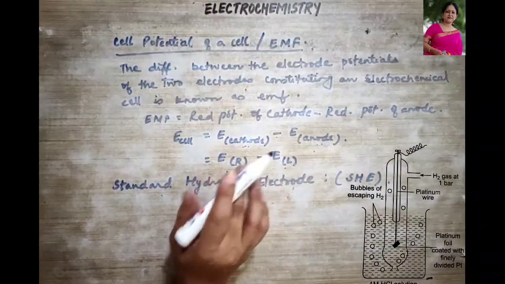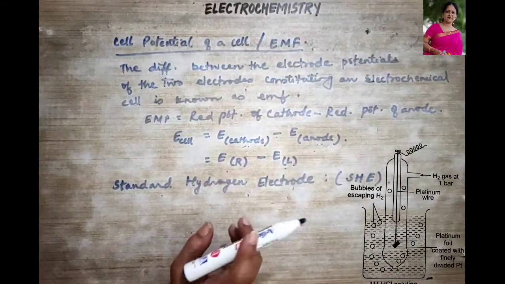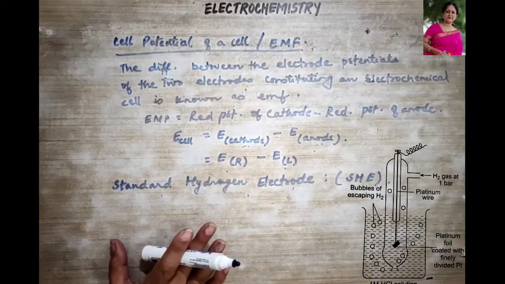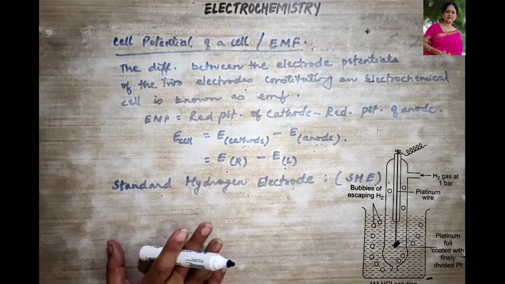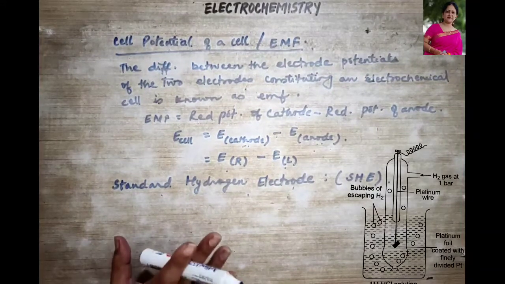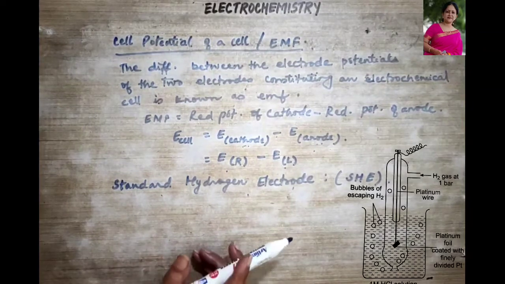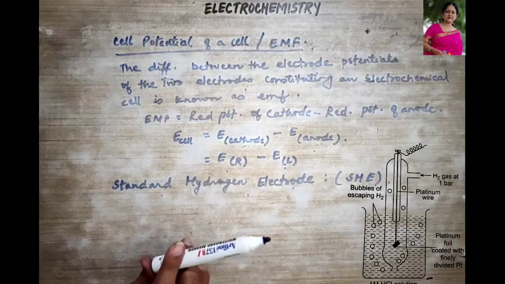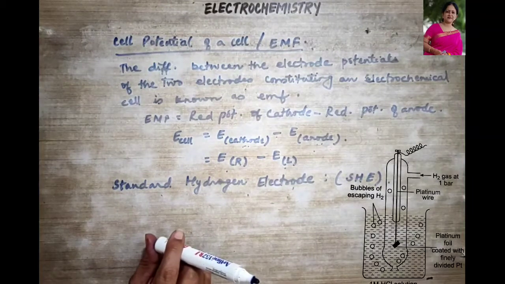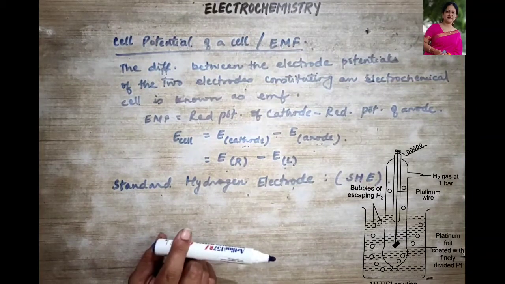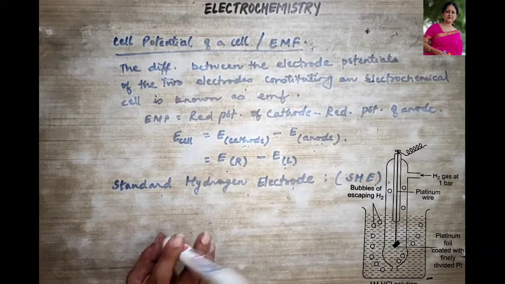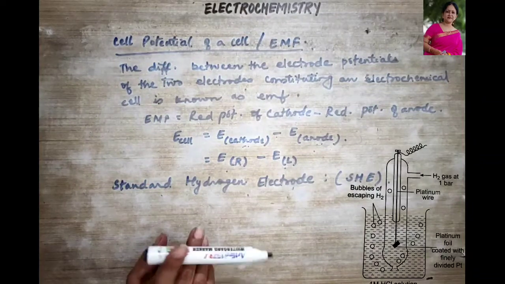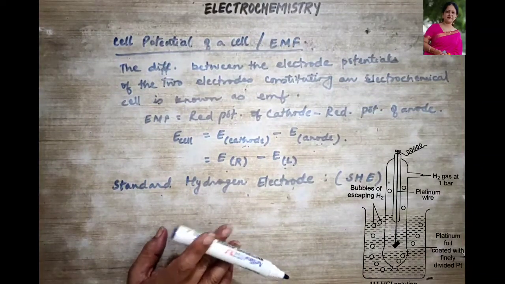If you look at the figure, it consists of a platinum wire sealed in a glass tube and has a platinum foil attached to it. It is coated with finely divided platinum, and the platinum electrode is dipped in 1 molar HCl. Pure hydrogen gas at 1 bar is bubbled at the constant temperature of 298 Kelvin.